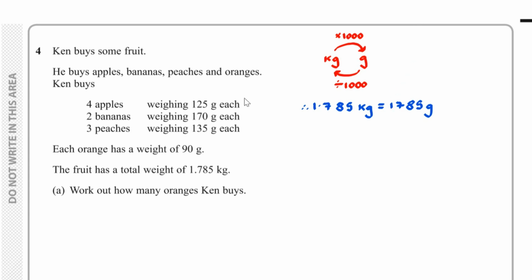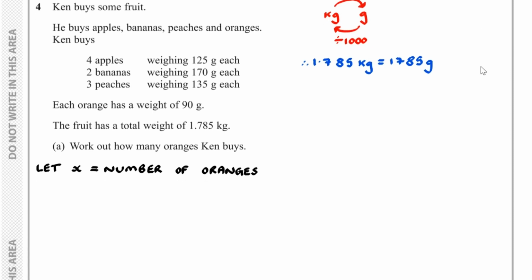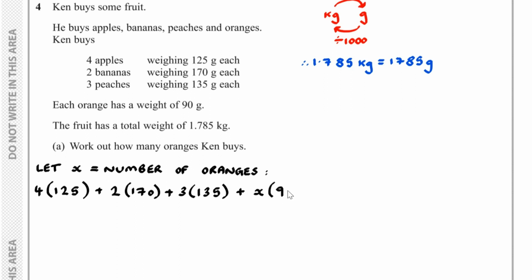Now we need to find out how many oranges we have. So if we let x equal the number of oranges, then we have 4 apples weighing 125 grams, 2 bananas weighing 170 grams, 3 peaches weighing 135 grams, and we've got x number of oranges, each weighing 90 grams. And in total, the weight is 1785.